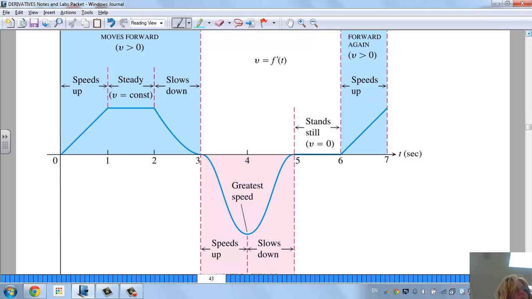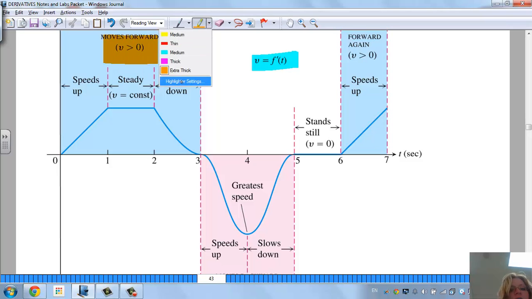So here I have a graph, and this graph is v equals f prime of t. So this is the graph of the derivative. So this is a velocity graph. Okay, I want you to think about that. So here's 0, and if I'm above 0 and it's velocity, that means my particle is moving forward. So if it's greater than 0, my particle is moving forward.